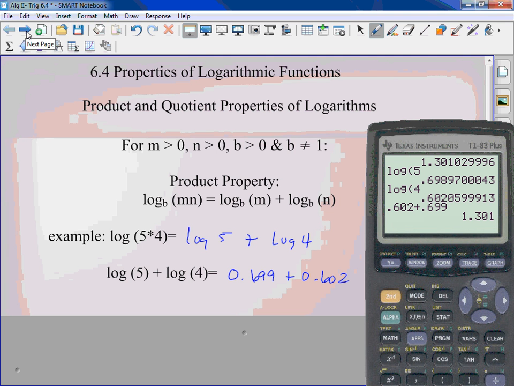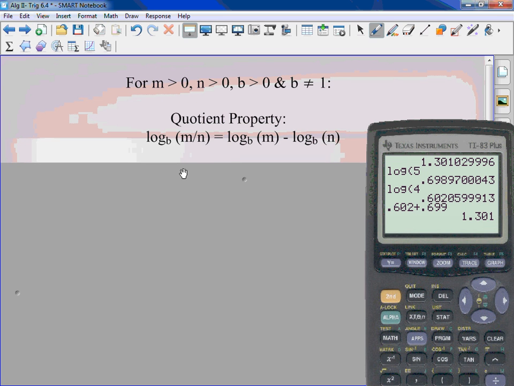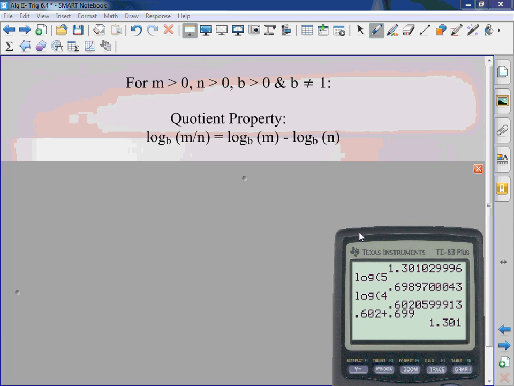Guess which one's coming next? Quotient. Again, same things. You don't have to write this over. The quotient property is if I have log base b of m divided by n, it just means log base b of m minus log base b of n.